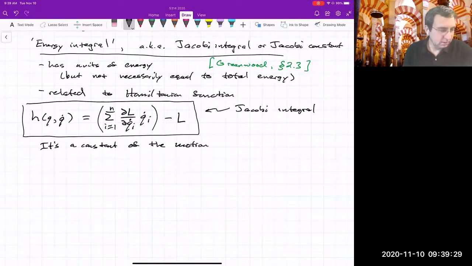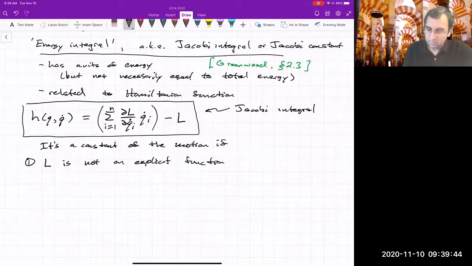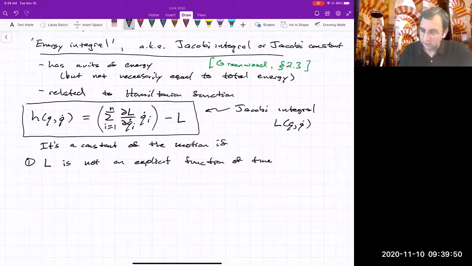So it's a constant of the motion if, first, you need that the Lagrangian L is not an explicit function of time. That means we're talking about L being just a function of q and q dot, and not time. So partial L partial t is 0.